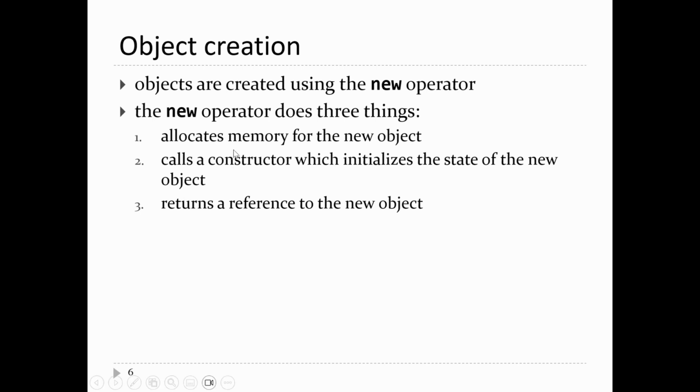Finally, after it's allocated memory, it calls the constructor to set the initial state of the object. It then returns a reference to the new object, right? And that lets the programmer store the reference in a variable, and then they can use the variable to call methods on the object.